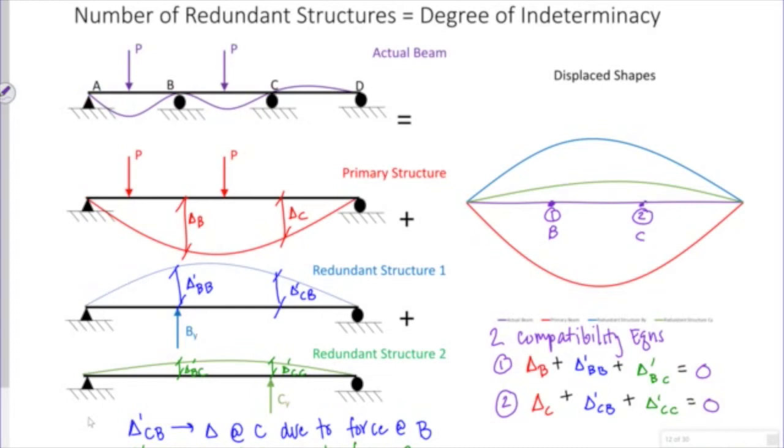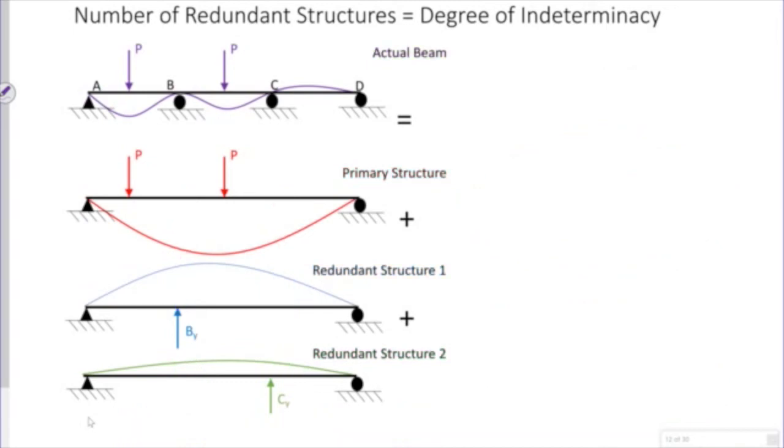If I take those three displaced shapes, the primary structure, the redundant structure 1, and redundant structure 2, and I add them together, I will get the actual displaced shape of the actual beam under these loading conditions, which looks like the purple displaced shape up at the top, if it's really exaggerated. So again, I'm going to use my linear coefficients.